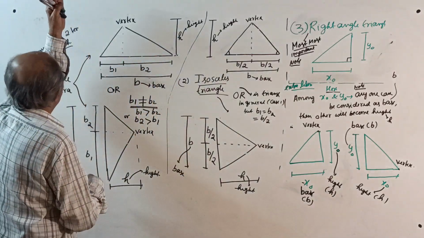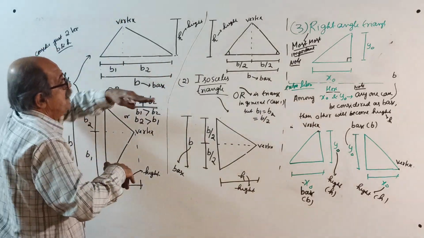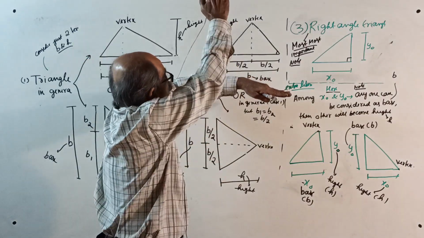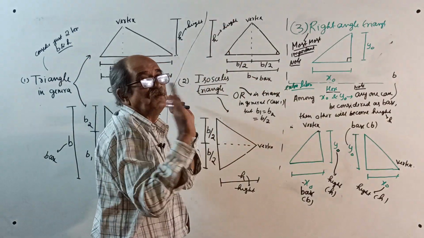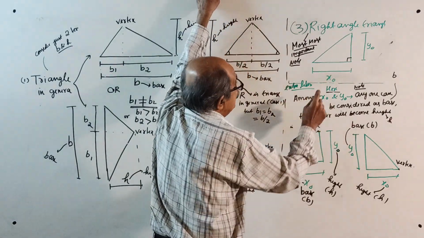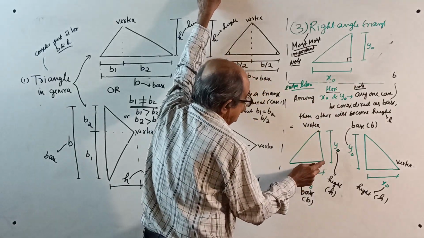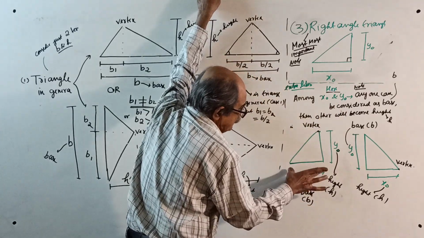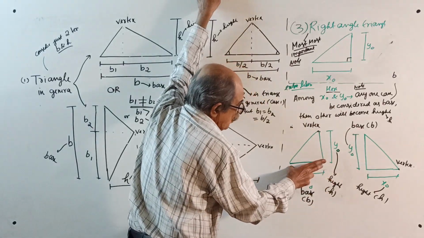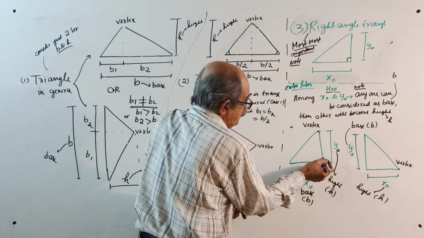See, base this way, height this way, or base this way, height this way. But here, what happens is, you can take x0 as the base. You write here, one case, you take x0 as the base. If you take x0 as the base, then y0 becomes height. See here, perpendicular.